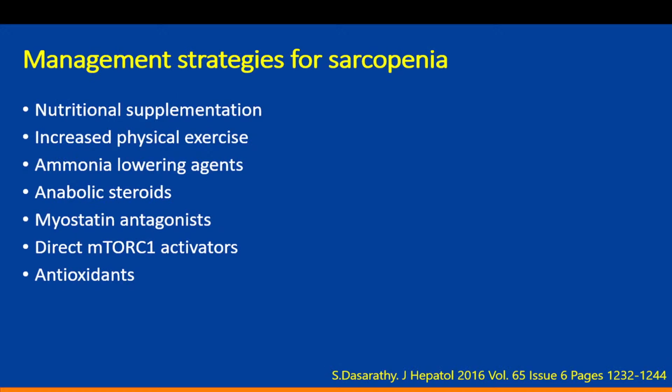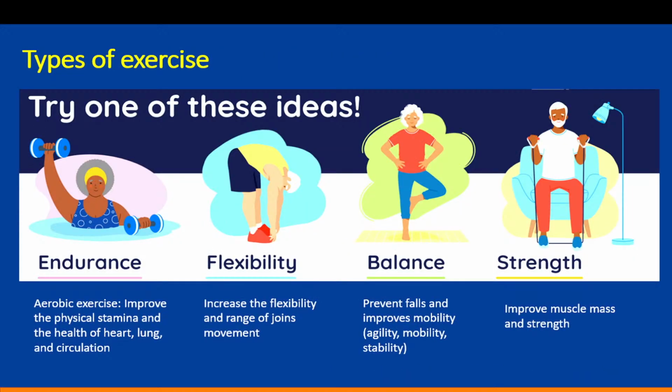Sarcopenia is managed in multiple aspects: nutritional supplementation, physical activity, ammonia lowering agents, and other things. Increased physical activity is one of the components, and that's why we are talking about exercise in the context of sarcopenia here. These are the 4 types of exercise: endurance, flexibility, balance, and strength. Each one of them targets different aspects of performance and improvement. Basically, endurance exercise focuses on increasing physical stamina, and strength exercise focuses on muscle mass improvement.